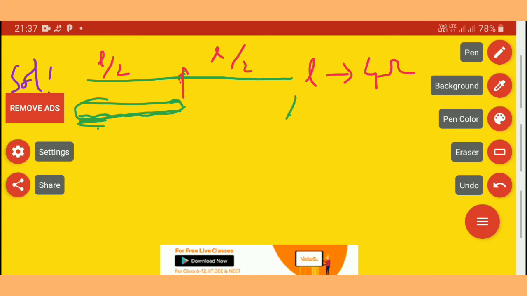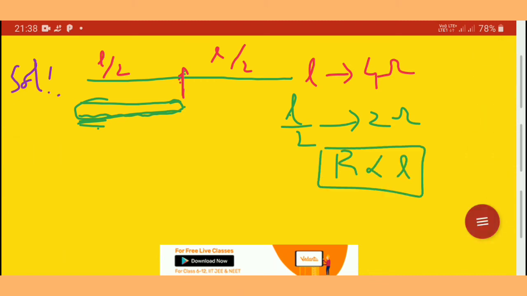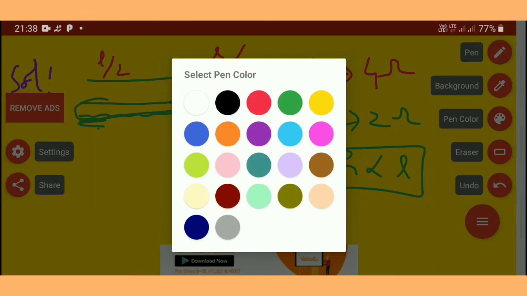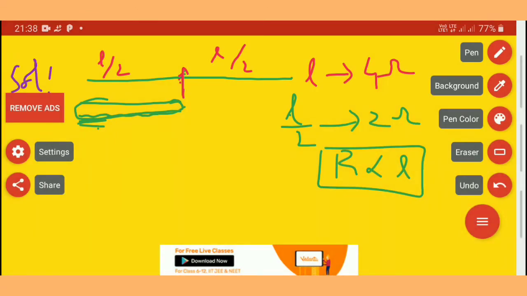For each wire of length L by 2 we will get 2 ohm, because R is directly proportional to L. The area of cross section does not change, so the resistance depends upon length only. For L length 4 ohm, for L by 2 length 2 ohm. So the upper wire is 2 ohm and the lower wire also is 2 ohm. These two are connected in parallel.